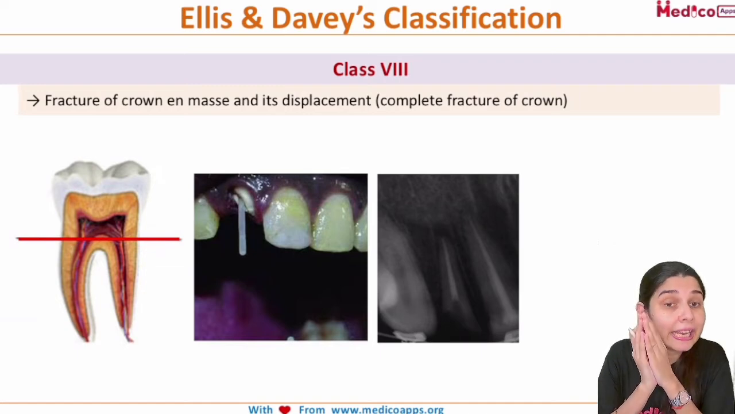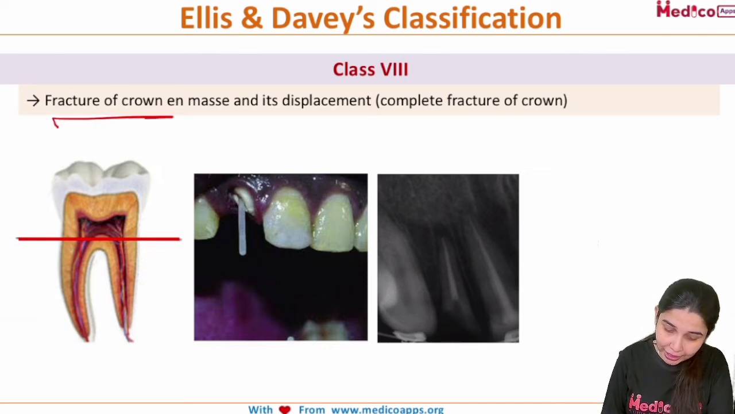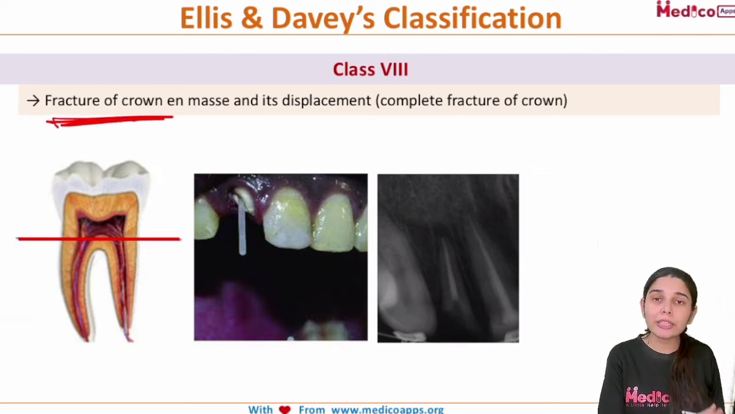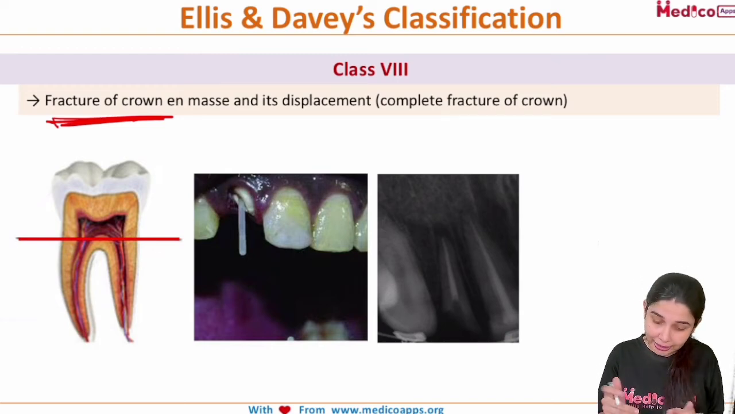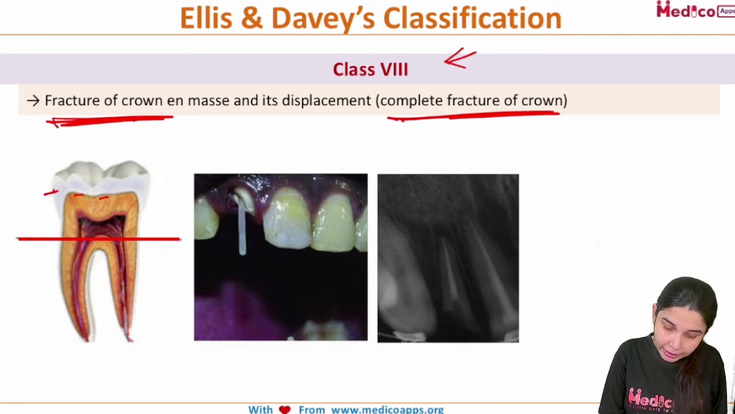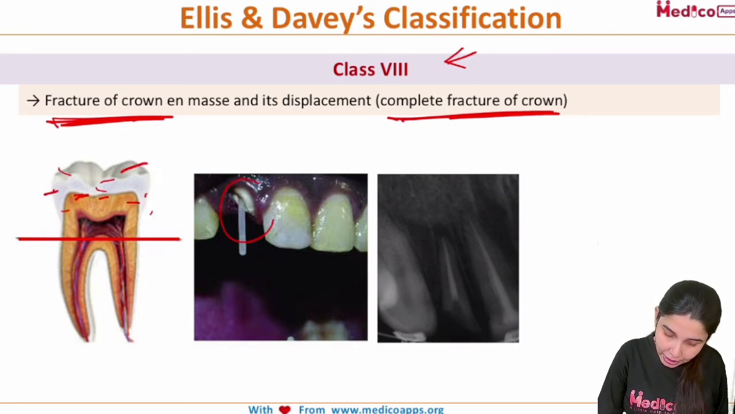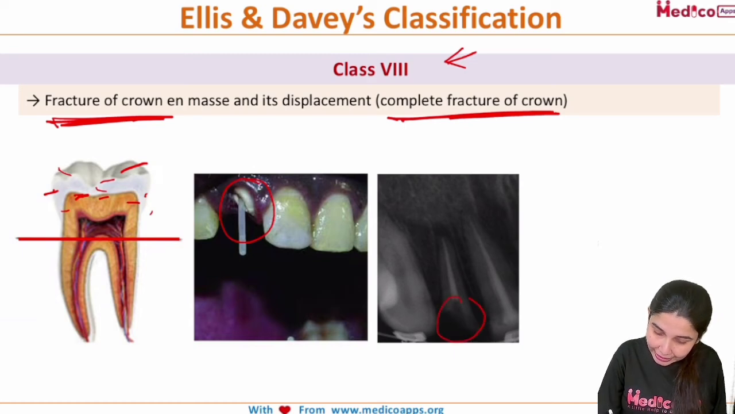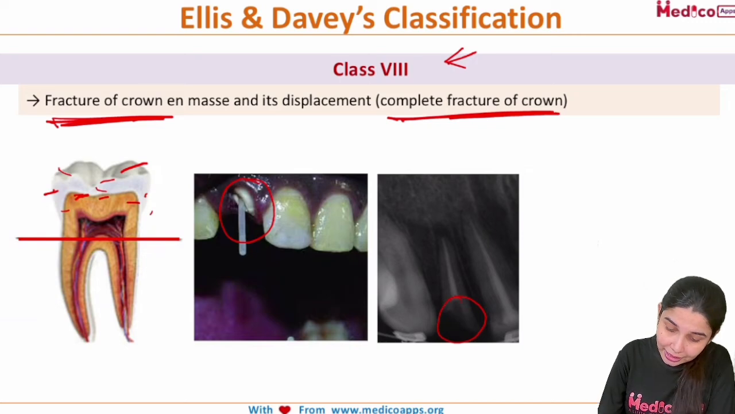Moving to class 8. Class 8 Ellis classification is very simple. Again, when there is fracture of the entire crown. Class 6 was when there is fracture of the root. Class 7 was when there is displacement of the tooth. And class 8 is when there is complete fracture of the crown. Now here the crown is completely damaged. As you can see in this image, the crown is completely damaged due to some trauma or anything like that. Okay, that is class 8.